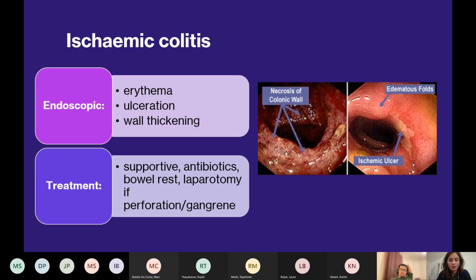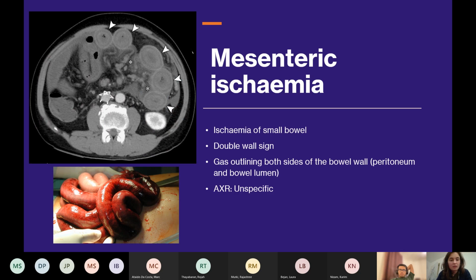And so with ischemic colitis, mostly it's just supportive management, pain management, but they can progress to perforation. So then you would call the surgeons. Whereas mesenteric ischemia, they can more easily perforate. You're going to have a lower threshold to refer.